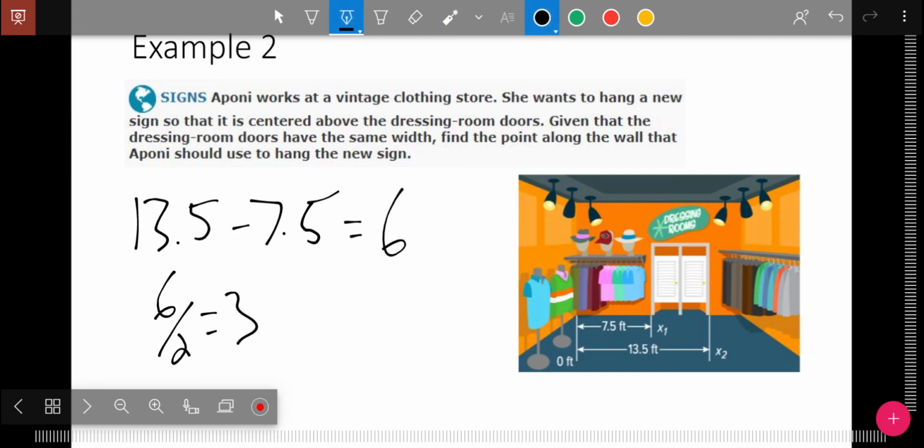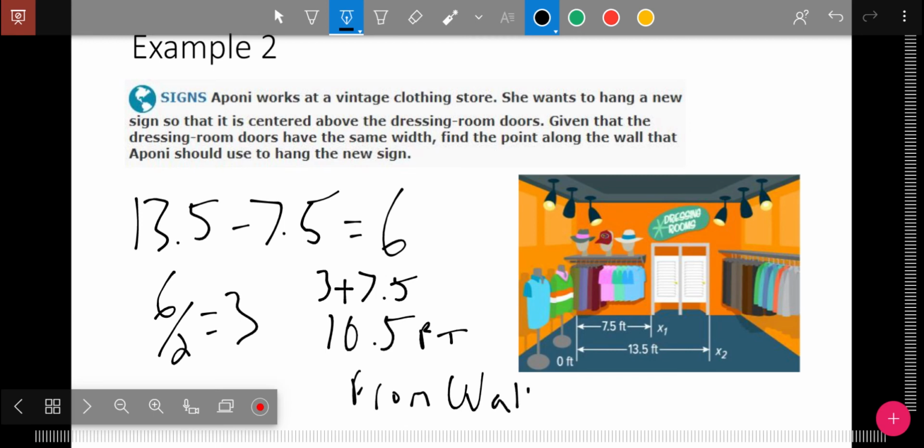Or I might say it needs to be 10.5. Where did that number come from? Well, it's the 3 plus 7.5, and so it's 10.5 feet from the wall. We all measured from the same starting wall, so it needs to be 10.5 feet from the wall. They weren't really specific with how they wanted you to state the answer, so any of those answers, as long as you explain it, would be correct.